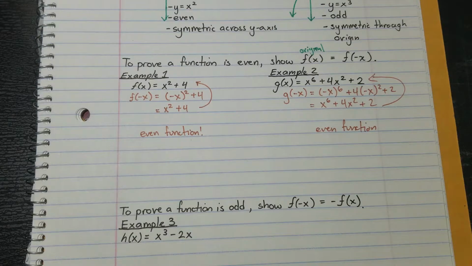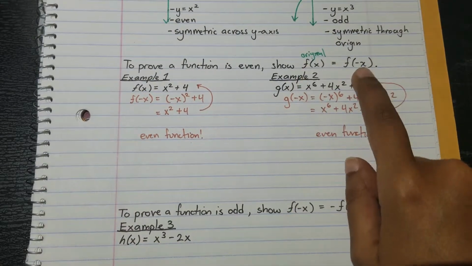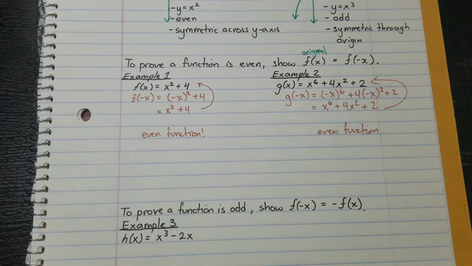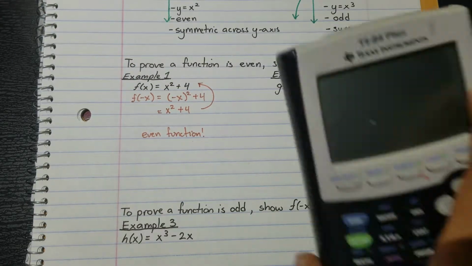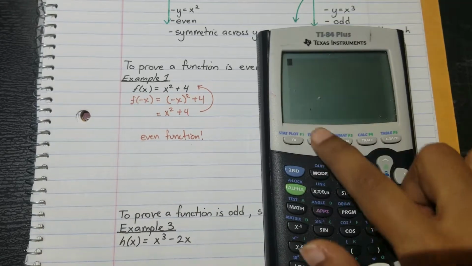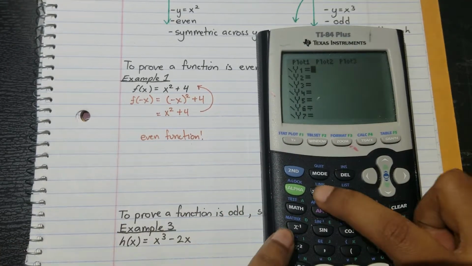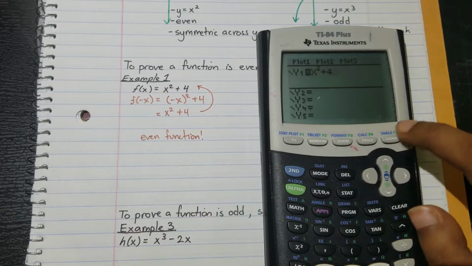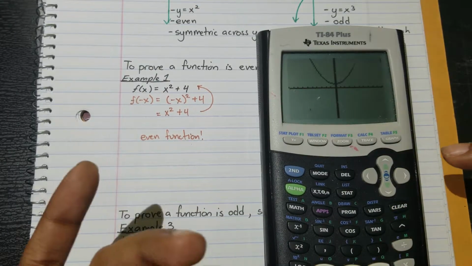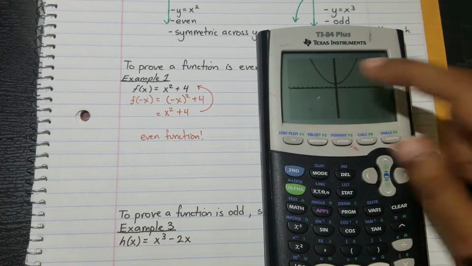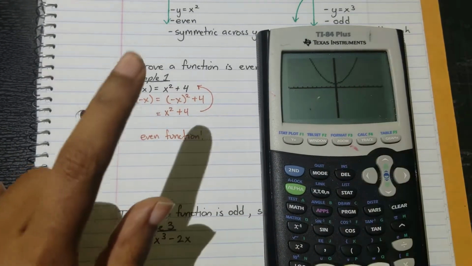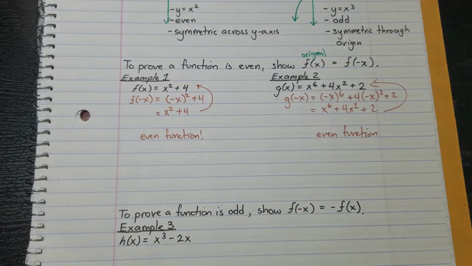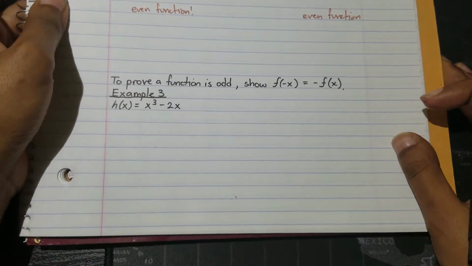So to sum that up, as long as you can prove that the original is equal to the function when negative x is substituted into it, that's an even function. And of course, if you were to plug it into the calculator, that's another way of determining whether it's even or not. But if you're studying for the regents, they do want you to show it algebraically. But for personal sake, you can graph it and say, okay, what does it look like? Oh, this looks like an even function, so I should be able to prove that this is even, somehow, some way. Alright, so let's go to odd functions.